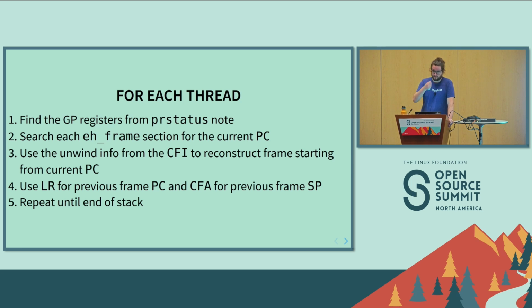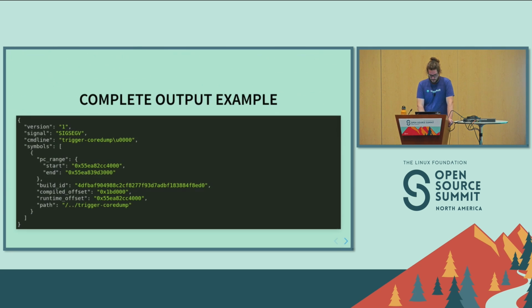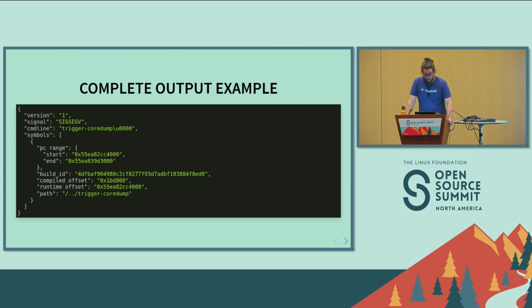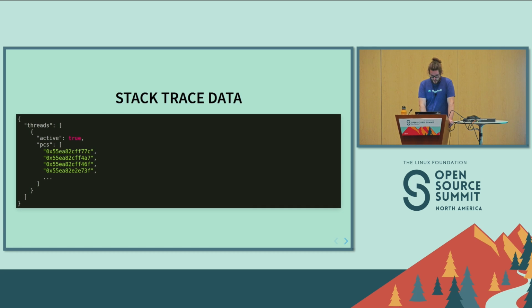So it's either going to be the end of the segment, or a lot of times the EH frame will have an indicator that you've reached the end of the stack. And here we can see the top part of a final example. We have a signal, the command line that caused it, the PC range of the binary, and then the build ID and offset information that we needed for it. And a truncated stack trace here as well because it didn't quite fit.